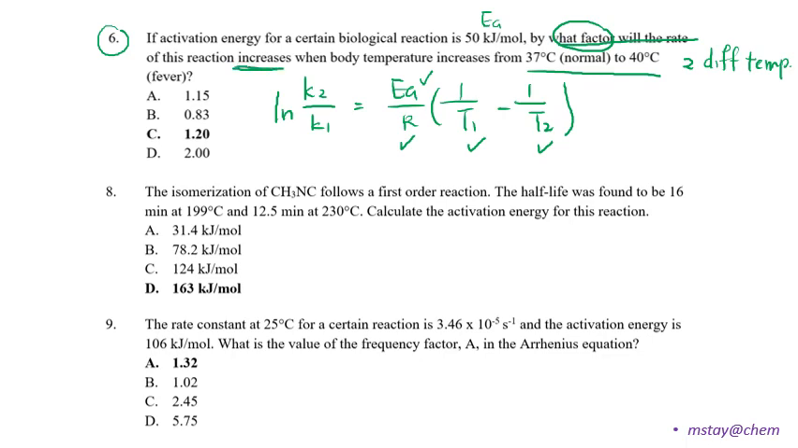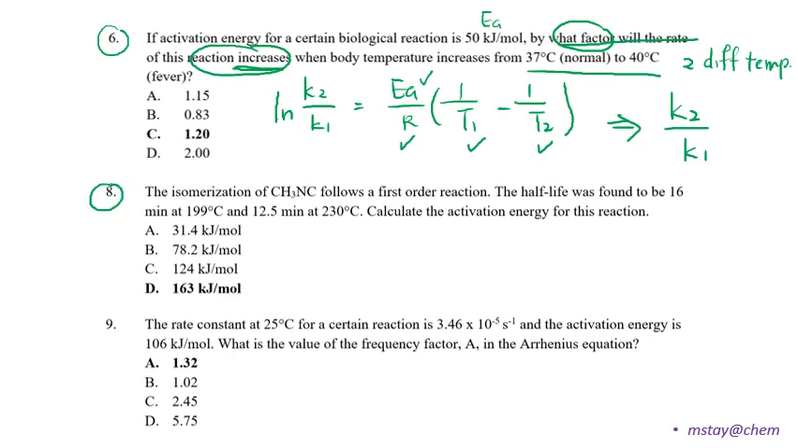So that means we are not looking for the ln K2 over K1, but when you press the calculator and substitute all the values here, you will be able to get the ln K2 over K1. But because this question asks what factor the rate of reaction increases, basically you need to find the ratio K2 over K1 so that you know the rate of reaction increases how many times.